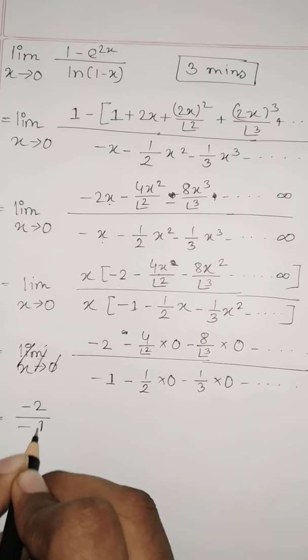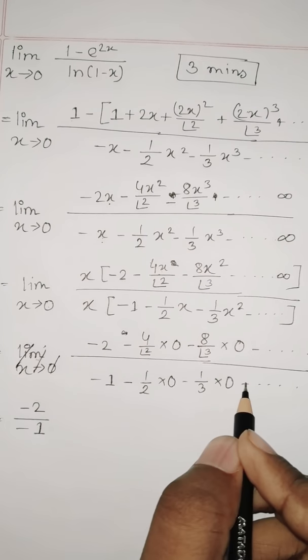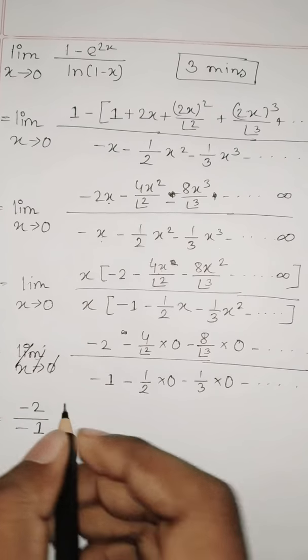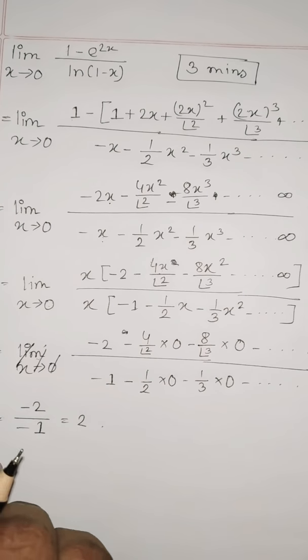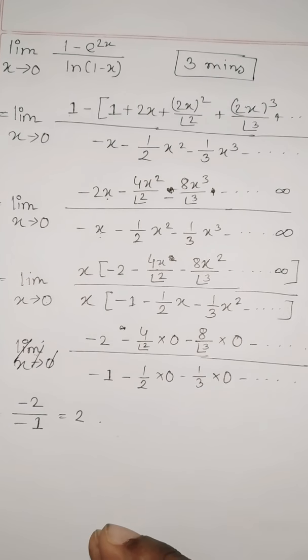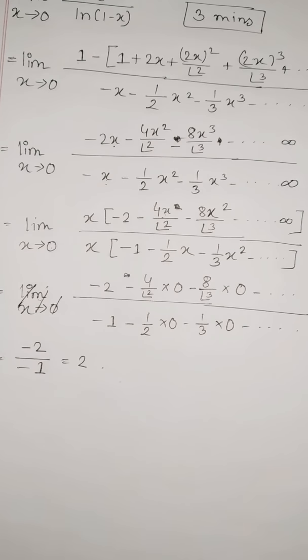In the lower part we will have minus 1, because all the other terms are eliminated as we are multiplying them by 0. So we will have 2 here. That's the result. But how much time have we taken doing that? So we will use a short way for that.